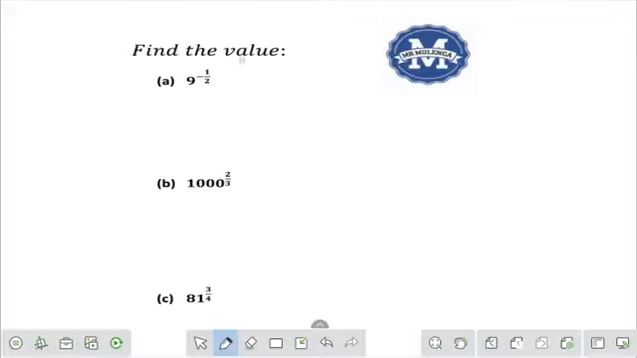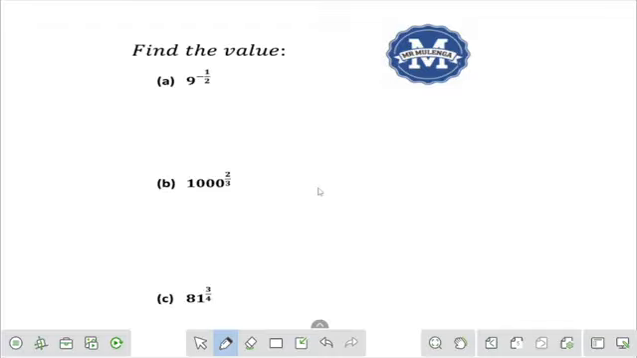In this presentation I want us to answer three simple questions coming from indices. The question reads: find the value of A, 9 raised to the power of negative 1 over 2; B, 1000 raised to the power of 2 over 3; C, 81 raised to the power of 3 over 4. We are going to start with question A.